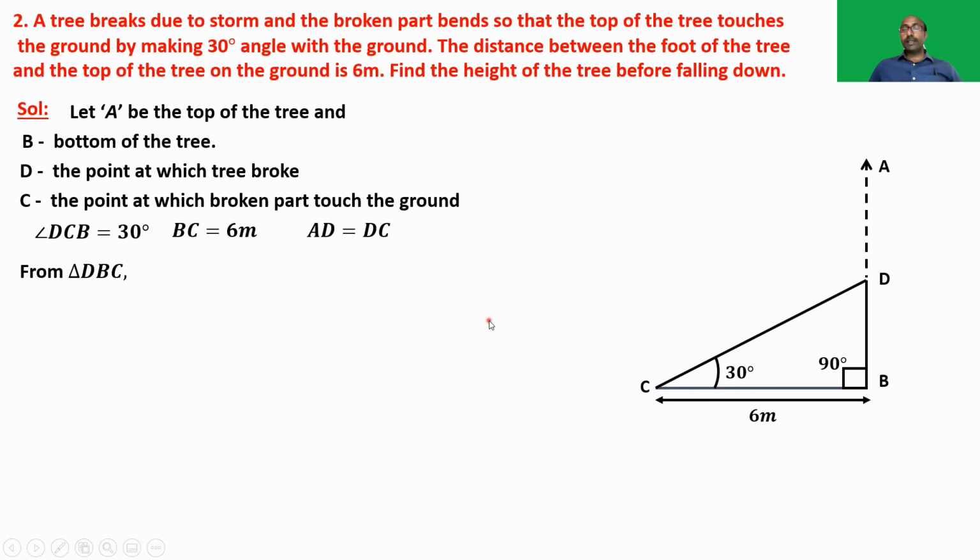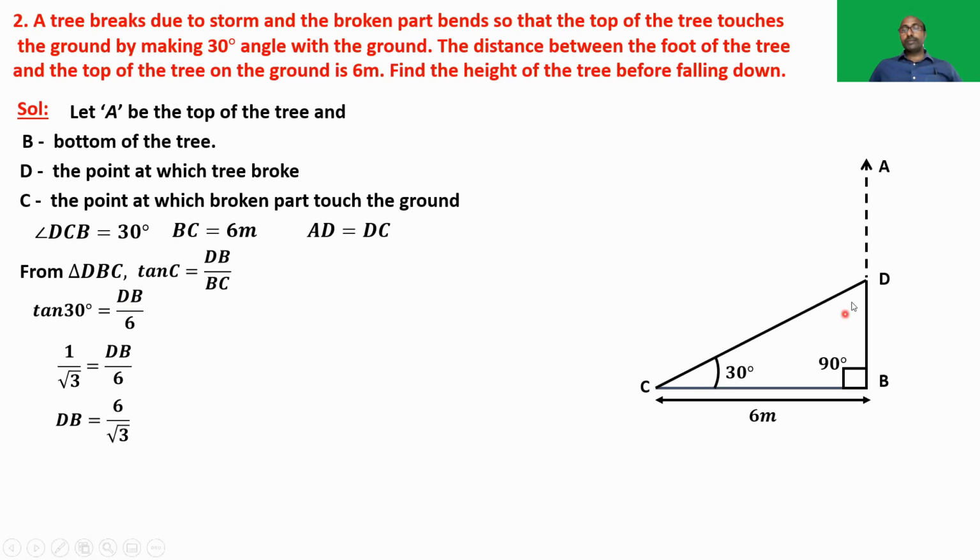First let us find the opposite. We know adjacent and we need opposite. So we have to take the trigonometric ratio related to opposite and adjacent, that is tan. So tan C is equal to DB by BC, opposite by adjacent. And C is 30 degrees, BC is 6 meters. Right, substitute these values. Tan 30 degrees is equal to DB by 6. And the value of tan 30 is 1 by root 3, equal to DB by 6. So DB is equal to 6 by root 3.